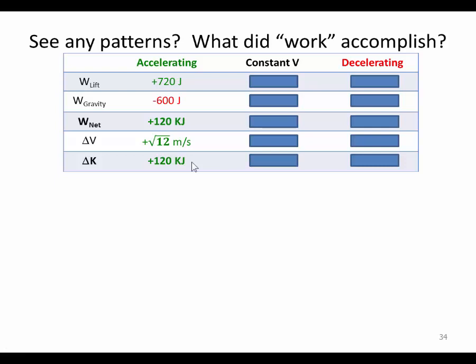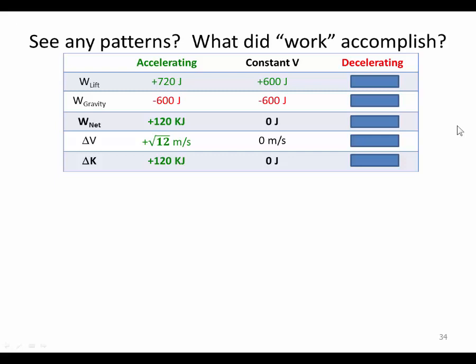Similarly, for the constant velocity case, now we have no acceleration, so we have no change in velocity, and we'll see that appear in our numbers. Our lifting force is a bit lower than before because we didn't have to lift with much force to lift only at a constant velocity. Of course, that was equal and opposite of gravity, which resulted in a net work of 0. And of course, our velocity change was 0, as was our kinetic energy change. And our change in kinetic energy, once again, equals our net work done on the object, just as the work-kinetic energy theorem would tell us.